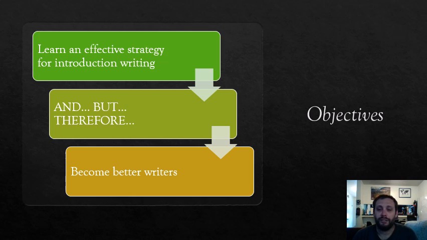So, some objectives that we'll be learning for today. We're going to be learning an effective strategy for introduction writing, which is something called and, but, therefore. It's a way of writing your introductions so that it's consolidated, precise, and in a way that is reasonable for anyone to read, and to overall become better writers.